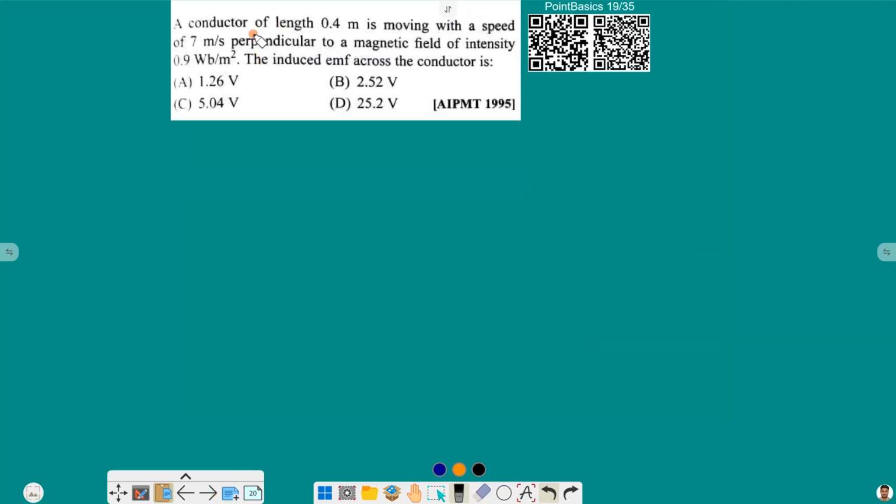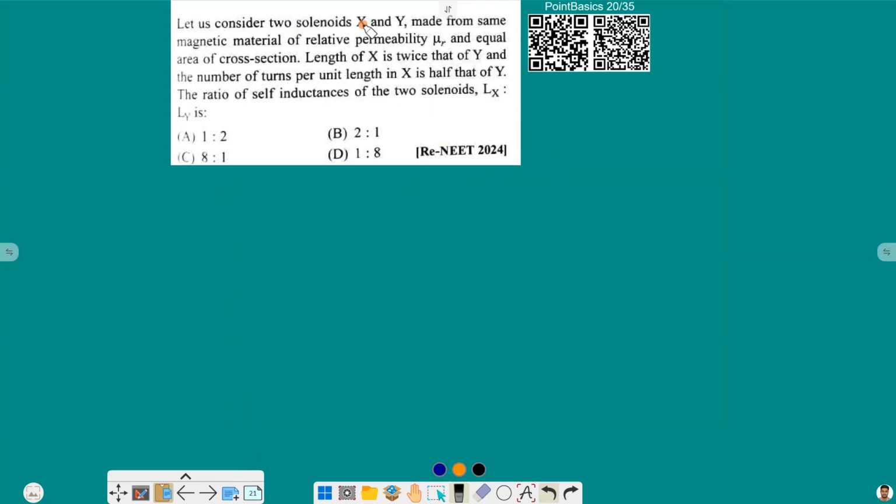A conductor of length 0.4 is moving with speed 7 perpendicular to a magnetic field intensity. We have to find this induced EMF, and we know that induced EMF is given by BLV, where B is 9 into 10 raised to power minus 1, length is 4 into 10 raised to power minus 1, and velocity is 7. So this will be 36 into 7, that will be 252 divided by 100, so 2.52 volt will be the answer here. Let's move to the next one.